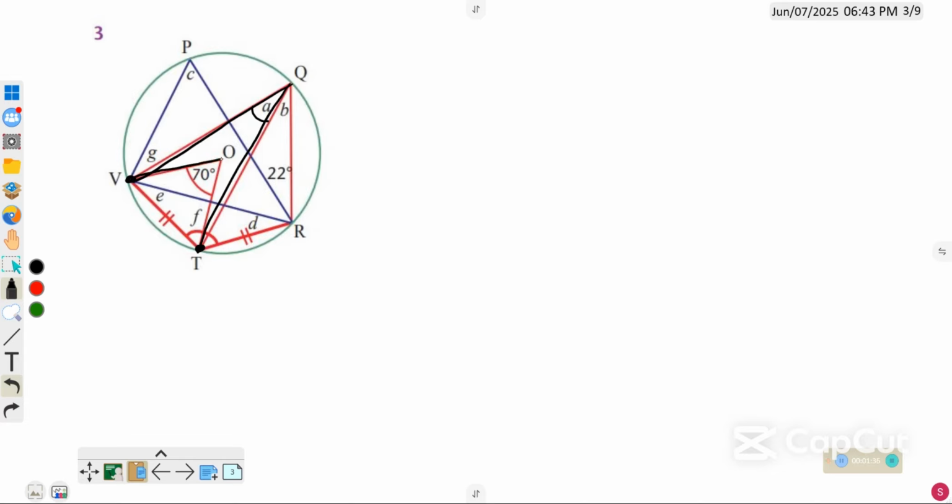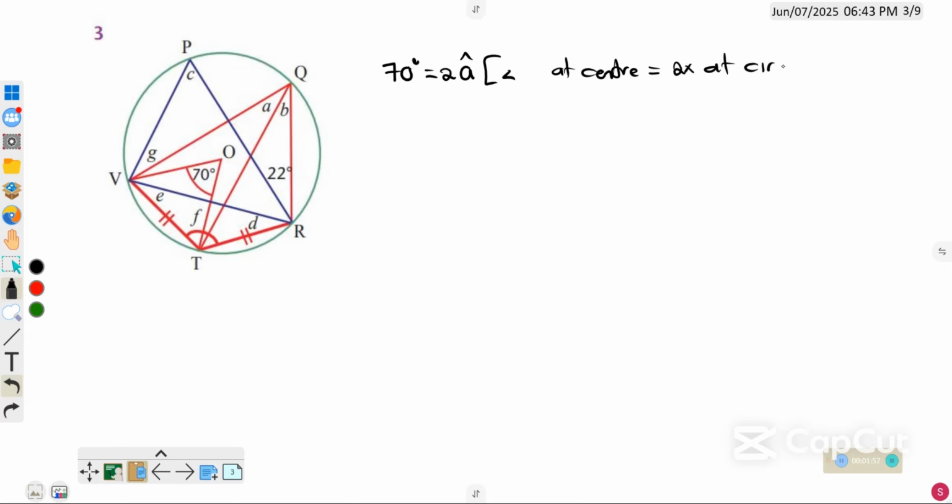Then at the same time we have the chord VT subtending the angle 70 degrees at the center. So in fact, that 70 degrees is twice A. So 70 degrees is equal to 2 times angle A. This is the angle at the center, which is equal to 2 times the angle at the circumference. And then from here we have that A will be equal to 35 degrees.